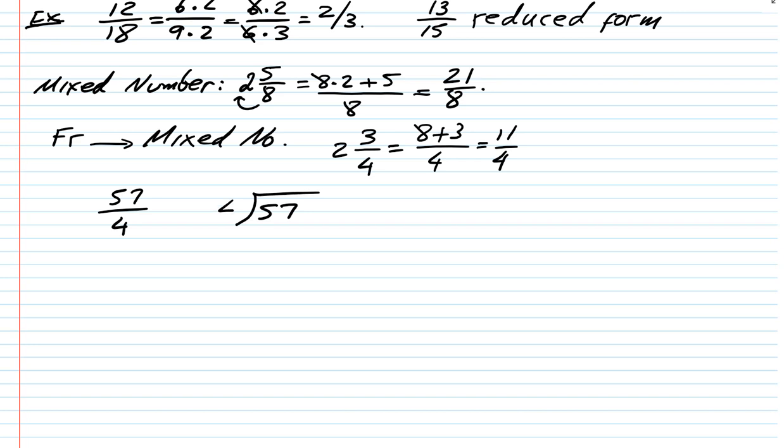Here's 57/4. Now let's see. You look at the tens in the number 57. Remember, this is going to be this part of the fraction. The numerator in the long division format is going to be called a dividend. This number, the 4, is called the divisor.